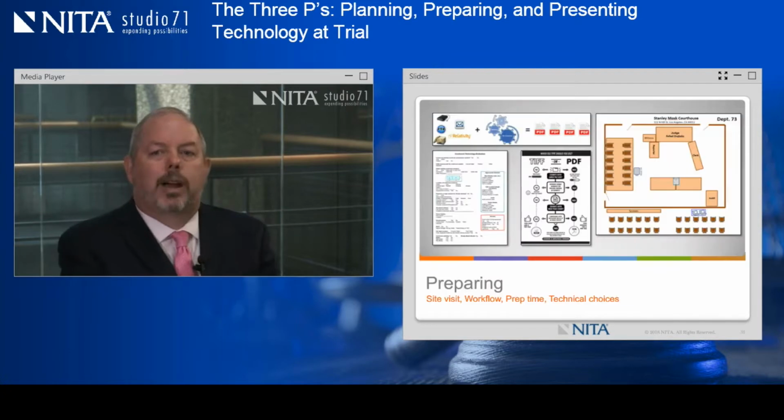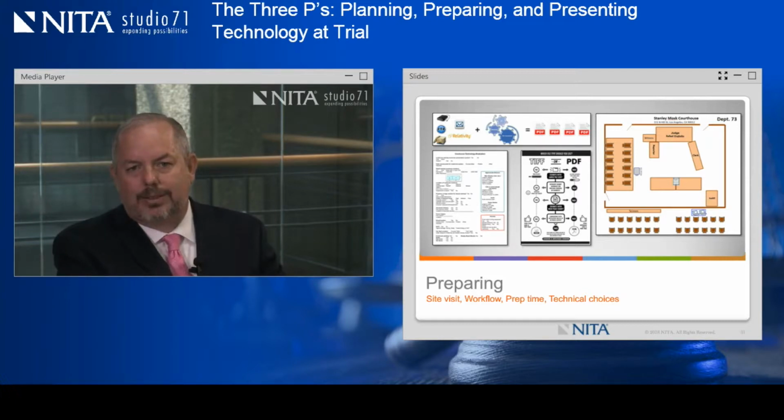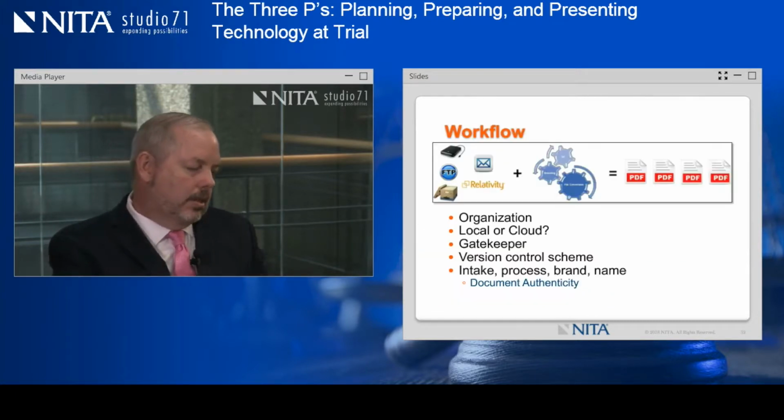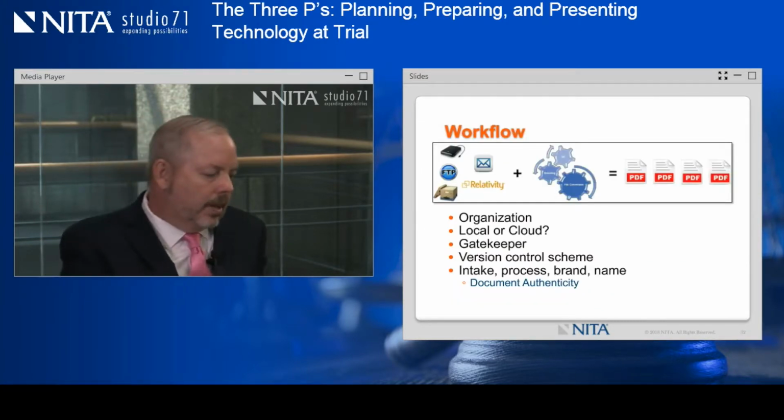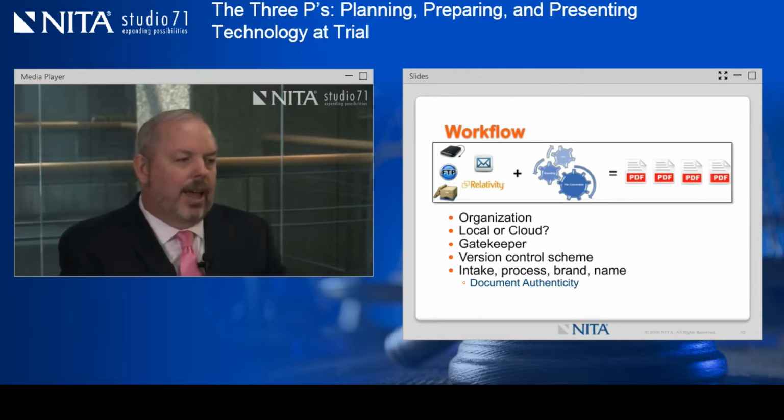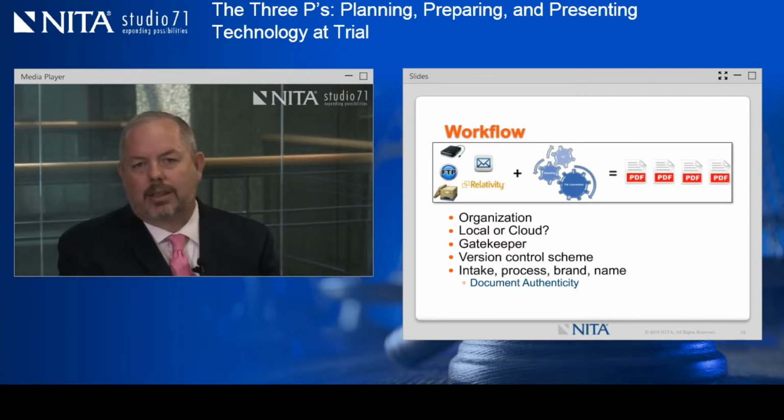The next section is preparing. We're going to discuss the importance of the site visit, workflow, and go over a few technical choices. Analyzing and practicing your workflow, including with vendors and consultants, is one of the most important trial tasks that you can do. This typically is for exhibit processing, binder creation, and version control.